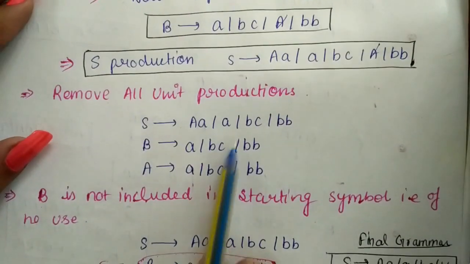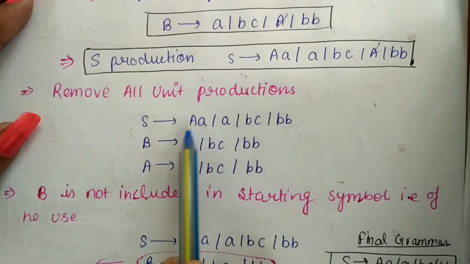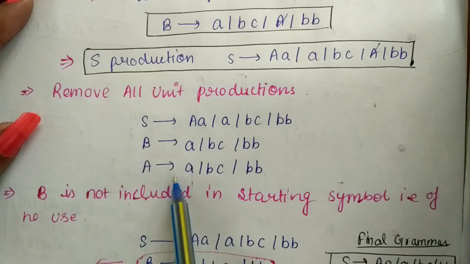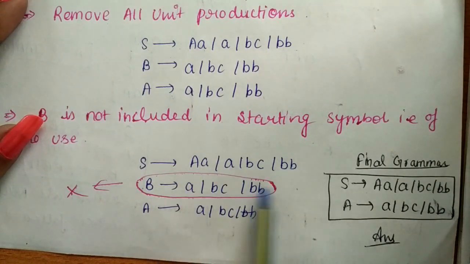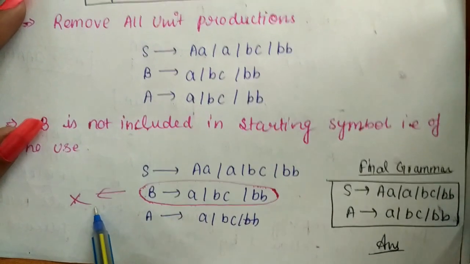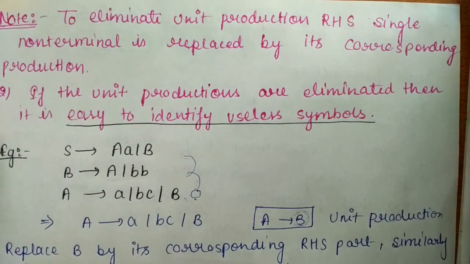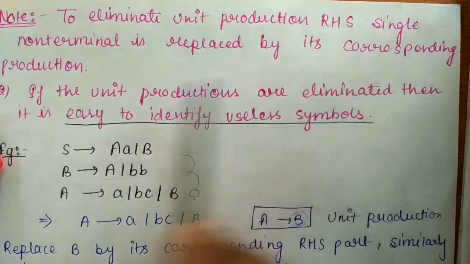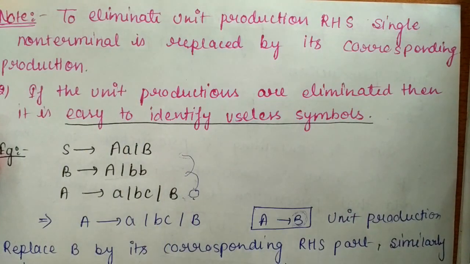Okay, now if you see the starting symbol, it does not include B anywhere. It has A. So now A is required only to replace the value of B, but we don't have B here. So B is not included in the starting symbol. So we discard this B production also, and our final grammar is only this. Okay. So if you want to eliminate unit production, the RHS single non-terminal is replaced by its corresponding production. If the unit productions are eliminated, then it is easy to identify useless symbols.